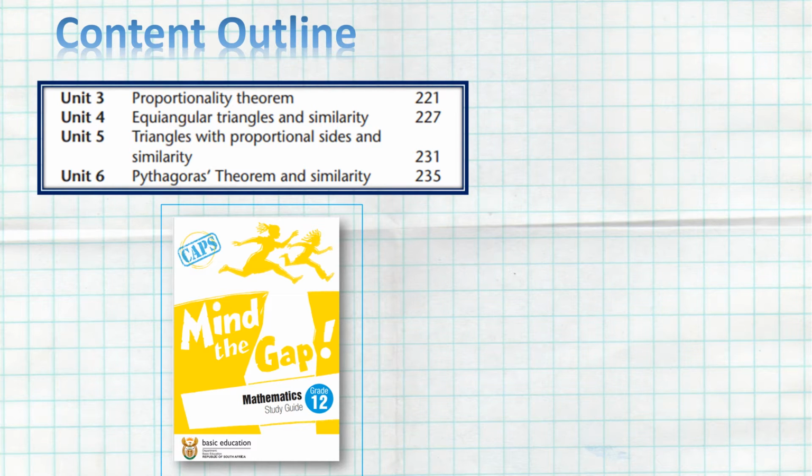Let's take a look at the content outline. Today we're going to be using this textbook, Mind the Gap Mathematics Study Guide, where we just extract some of the notes and some of the examples from there. It's session 2, and we're just going to focus on equiangular triangles and similarity.